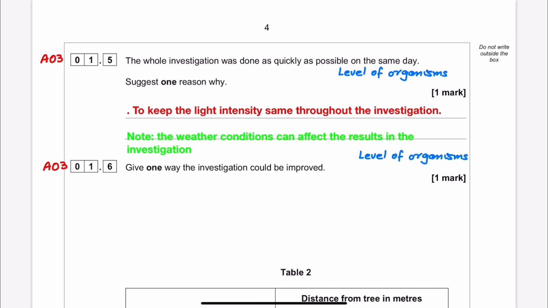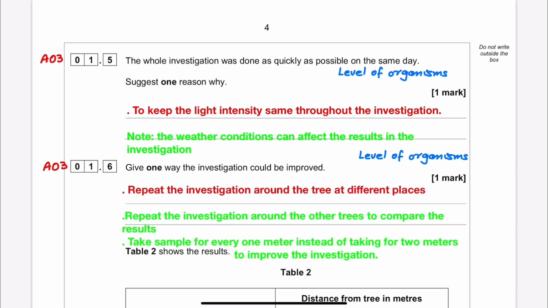So there are different methods which the student can apply to improve the investigation. Let's see the model answer. Repeat the investigation around the tree at different places. The other options which the student can write: repeat the investigation around other trees to compare the results. Take a sample for every 1 meter instead of taking it for 2 meters to improve the investigation.